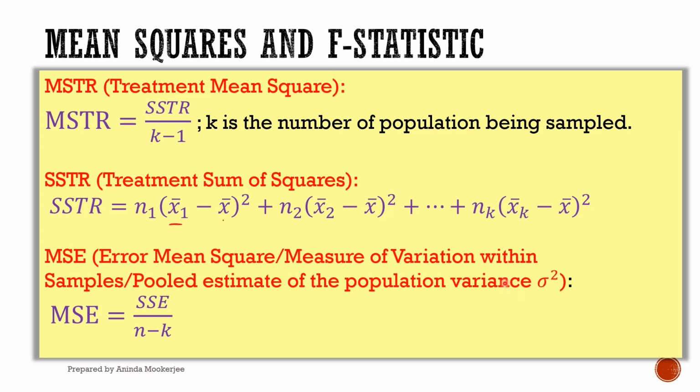Before we take the square root to find the standard deviation, whatever value we come up with is called the variance. That's what MSE is, and the formula to find MSE is SSE, or error sum of squares, divided by n minus k, where n represents the total sample size, all samples put together, and k is the number of means that we are comparing, or the number of populations in our study.